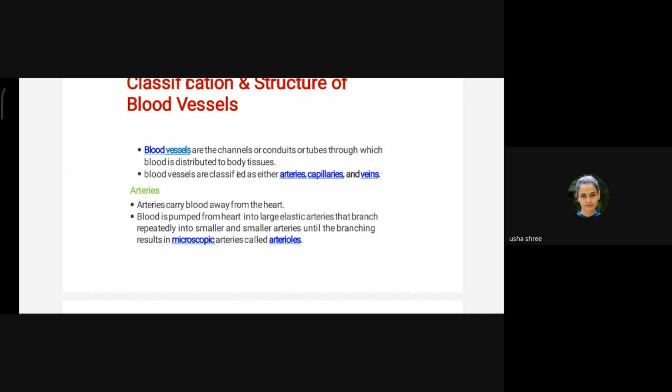Generally, the blood vessels that carry blood away from heart carry oxygenated blood. That is why it is generally said that arteries carry oxygenated blood and veins carry deoxygenated blood. It's not like that. Arteries are the blood vessels which carry blood away from heart. So blood is pumped from heart into large elastic arteries that branch repeatedly into smaller and smaller arteries until branching results in microscopic arteries called arterioles.